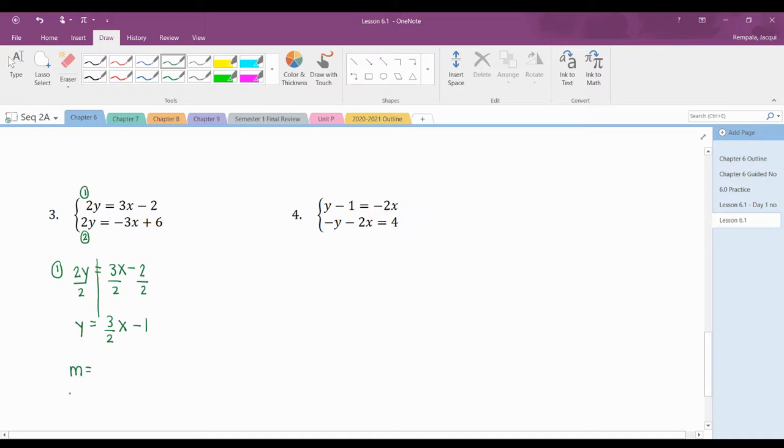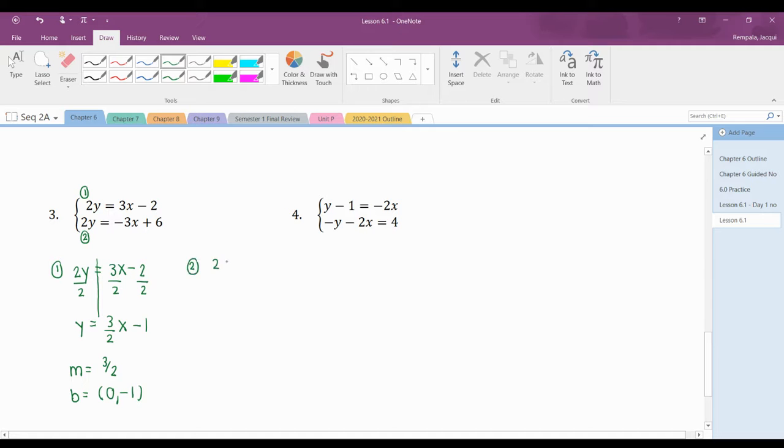So now I can identify my slope and my y-intercept. Slope is the number connected to x. That would be my fraction here, so 3 over 2. The number that's not connected, as an ordered pair, would be 0, negative 1 for my y-intercept.